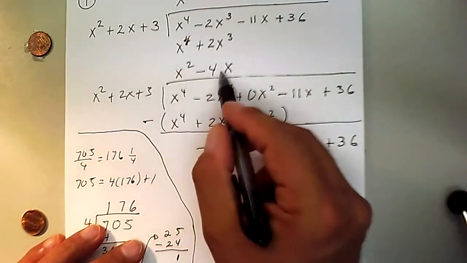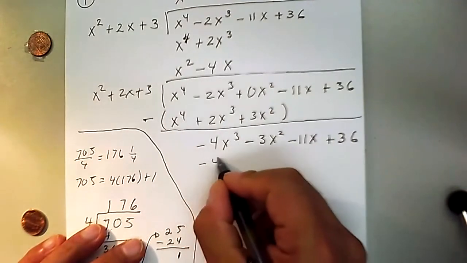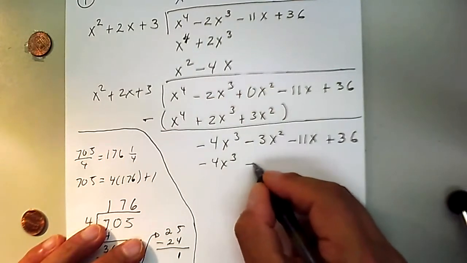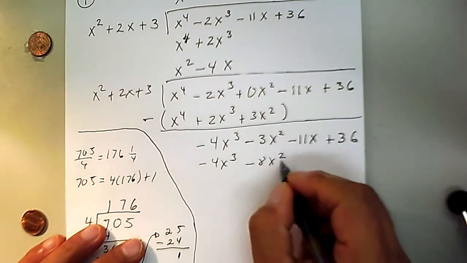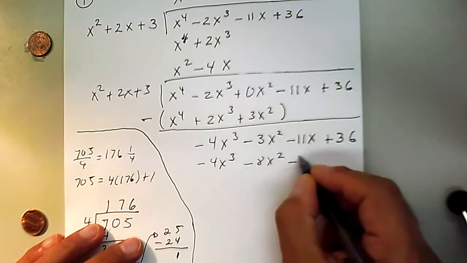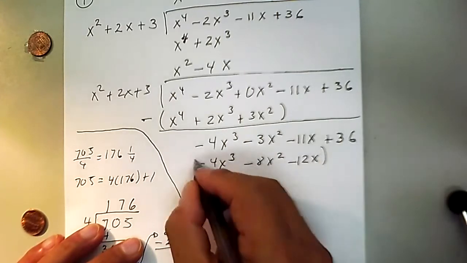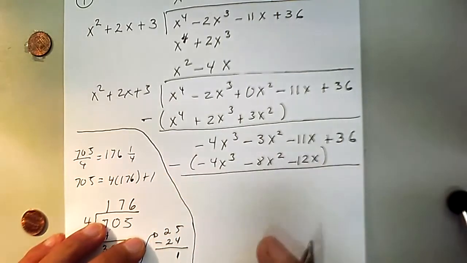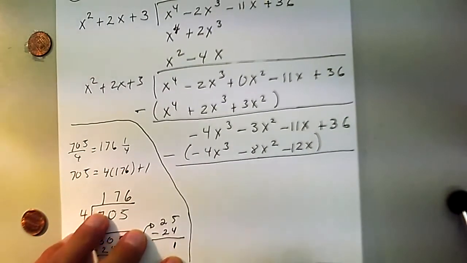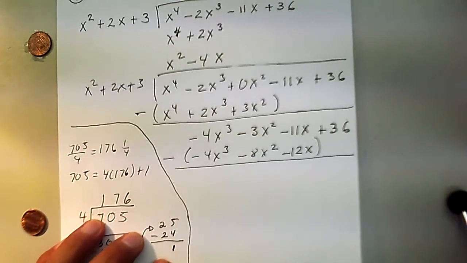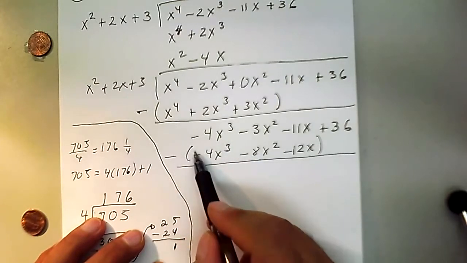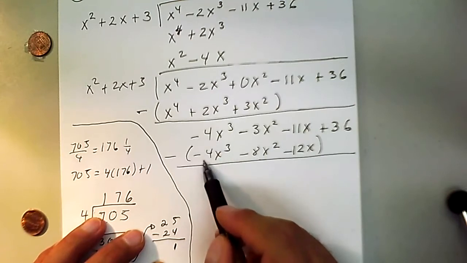And then we multiply through. Negative 4x times x squared, negative 4x cubed. Negative 4x times 2x, negative 8x squared. Negative 4x times 3, negative 12x. And we subtract. Now watch out, because there's going to be a few double negatives that we have to worry about, or kind of 3 negatives involved. So negative 4 of those, double negative, that makes it a plus. So negative 4 plus 4 is 0.